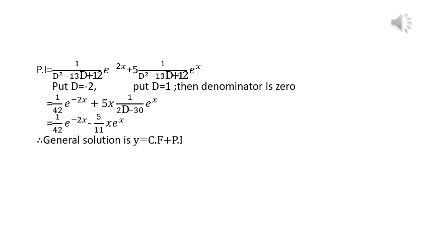Now put D = 1, the denominator is not equal to 0, and we arrive at the number −11. Then the general solution is y = complementary function plus particular integral. Complementary function: C1 e^(12x) + C2 e^x. Particular integral: e^(−2x) divided by 42 minus 5x e^x divided by 11.